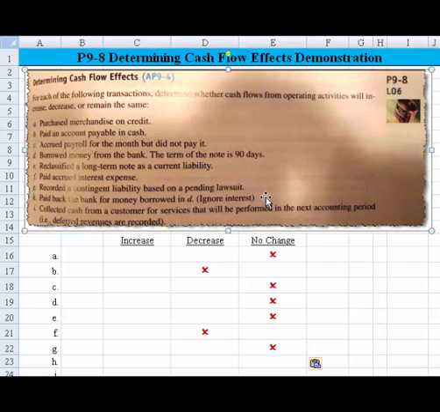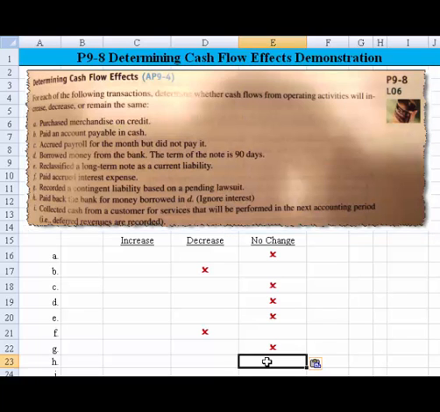In H, we pay back the bank for money borrowed in D. Again, this is a financing transaction. It doesn't reflect the cash flows from operating our business, and the operations reflect our principal course of business. So there's no change here as well.